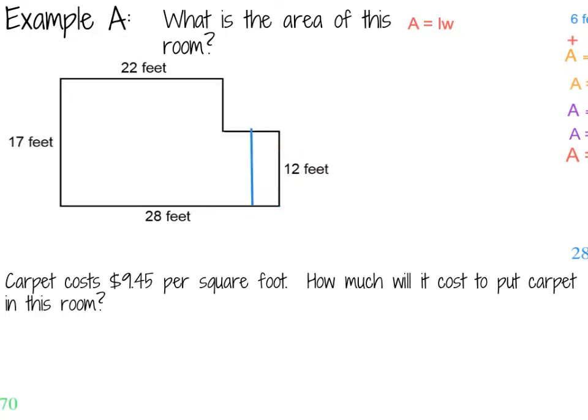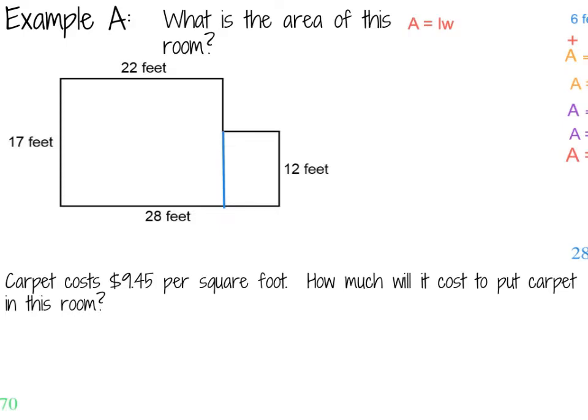The way that I'm going to break it is I'm going to draw a line here, and I'm going to separate my shape into 2 different rectangles. So in order to figure out the area, I'm going to figure out the area of one rectangle, then figure out the area of the other rectangle, and add them together. Now this problem has another question to it, which says the carpet costs $9.45 per square foot. How much will it cost to put carpet in this room? So once we're done finding the area of this room, we have to complete the second part of the problem, which tells us to figure out how much the cost of the carpet will be.